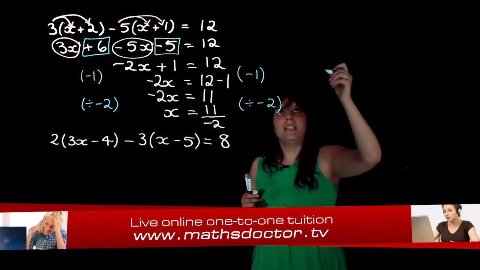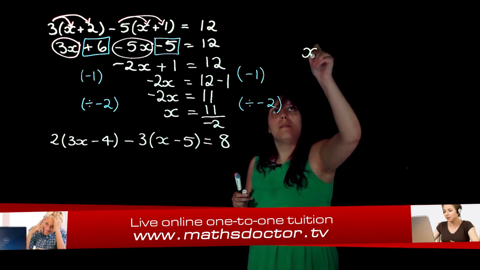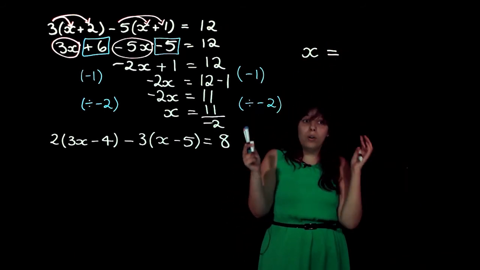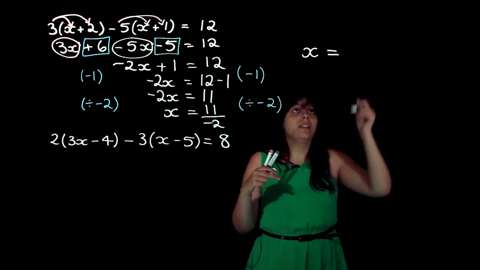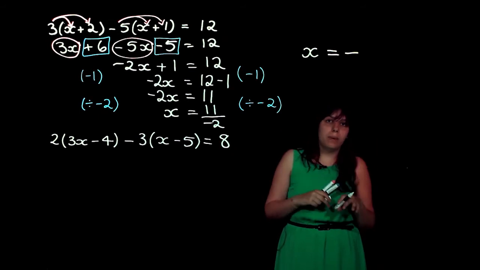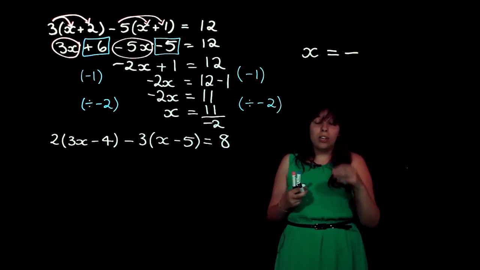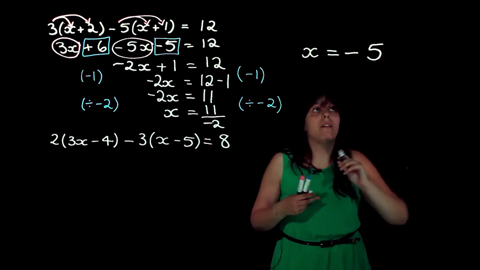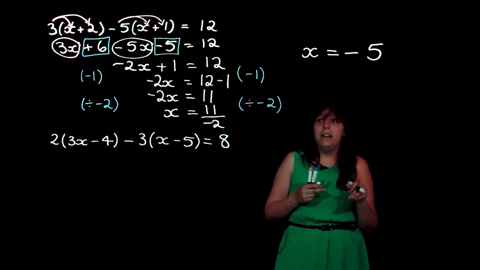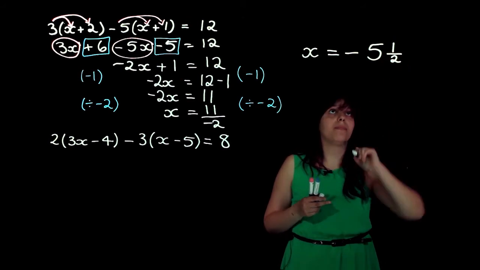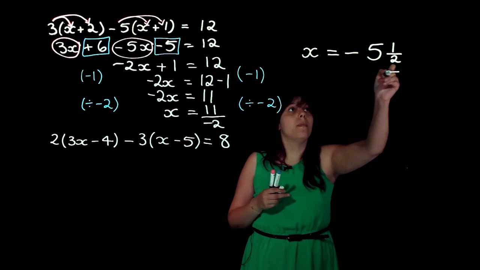Now, if we come up here to simplify that, I'm going to have x equals, now I've got a positive divided by a negative, so that's going to give me negative. And then I've got 11 divided by 2. So how many 2's go into 11? Well, that's going to be 5, because 5 times 2 is 10, and that leaves me with a remainder of 1/2. So that's my solution for my first question.